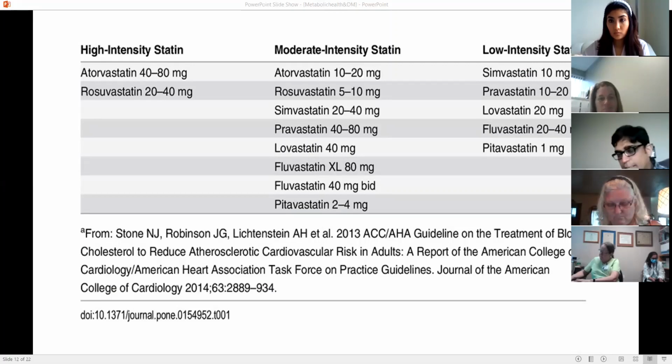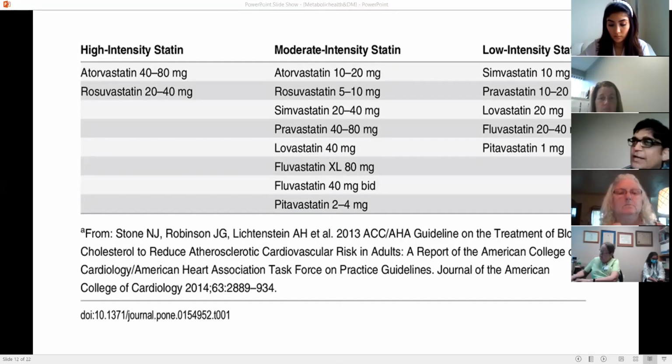Now, Lipitor or atorvastatin or rosuvastatin at a low dose is a moderate intensity statin. And these other agents like Zocor, that's the simvastatin, even in the high dose is a moderate intensity statin. In a low dose, it becomes a low intensity statin.